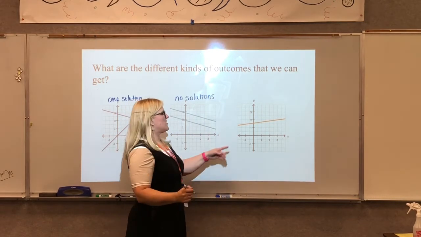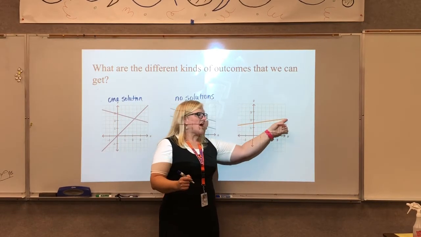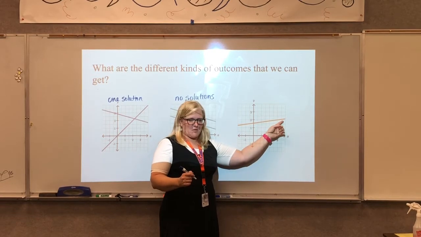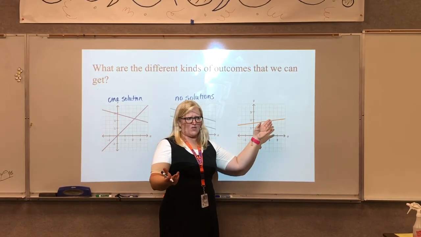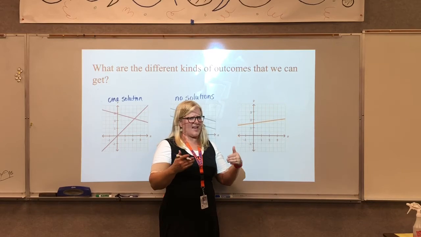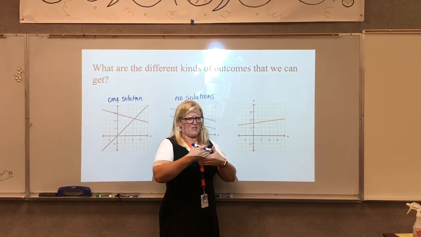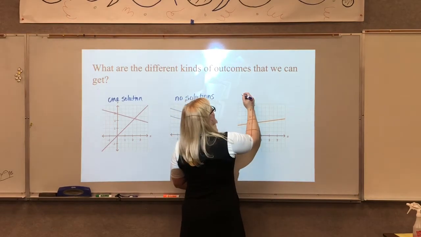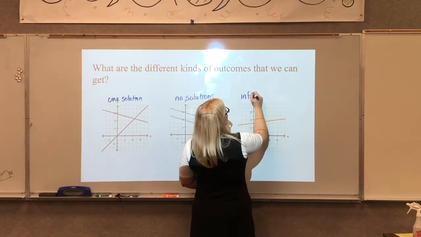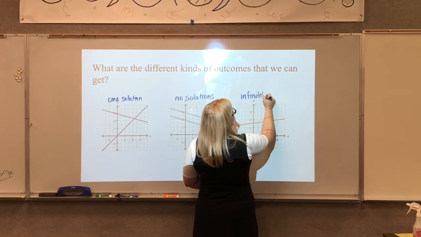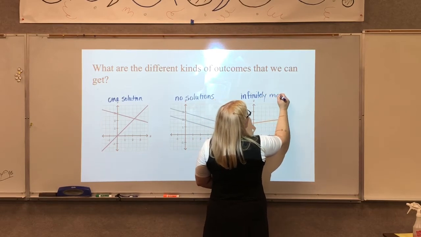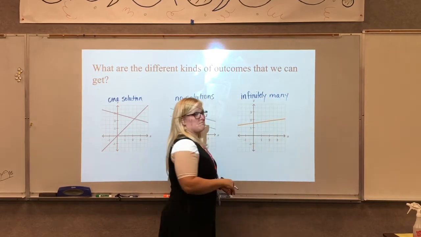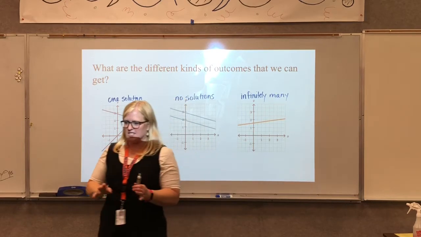I know this one's kind of weird, but this is actually a line with the same line right on top of it. So where does a line intersect with a line when they're right on top of each other? Everywhere. So this has infinitely many. They're the same. Okay, so I just needed to cover that.